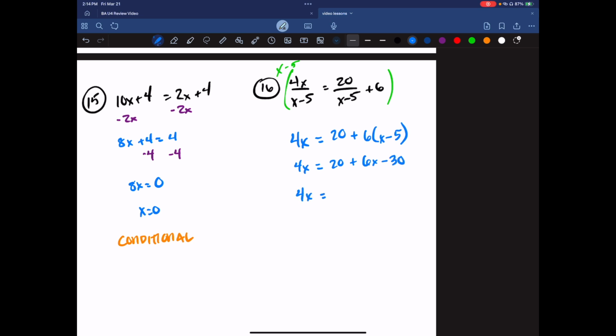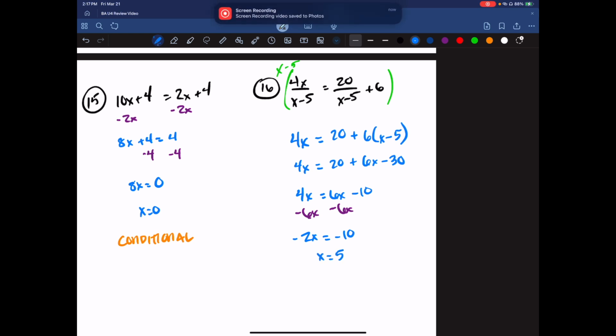4x equals 6x minus 10. All right, so I'll move the 6x over. That's going to give you negative 2x equals negative 10. When you divide, you get x equals positive 5. Now, that's a perfectly legitimate solution, but as far as the algebra is concerned, it's perfectly legitimate.